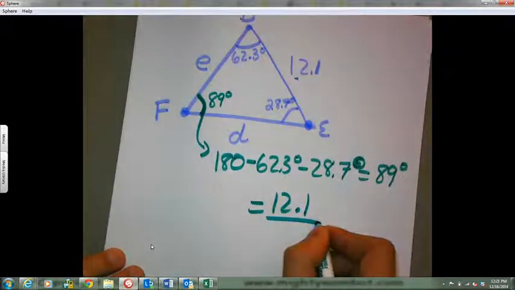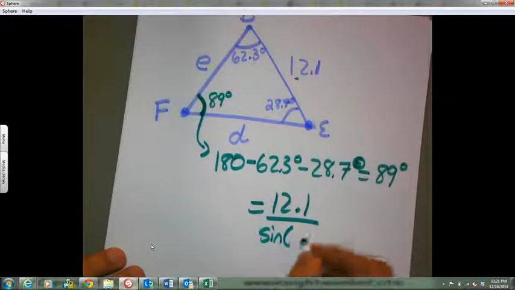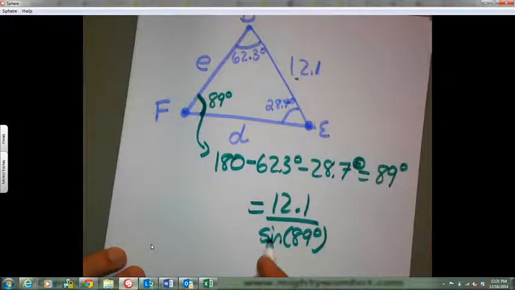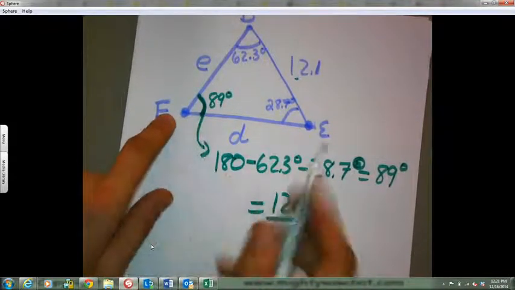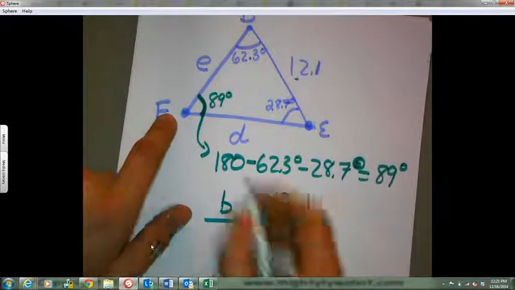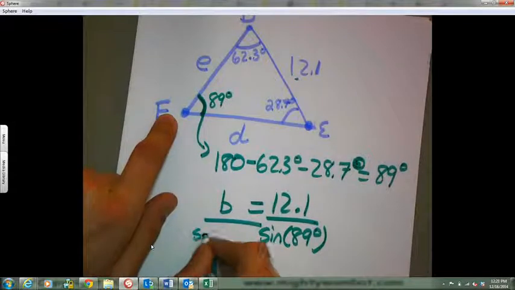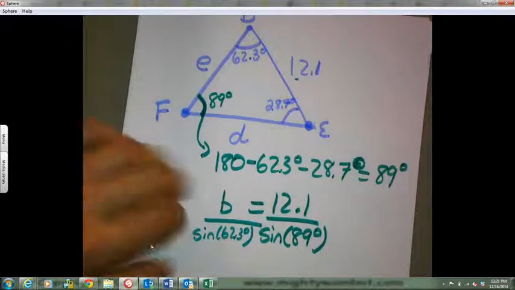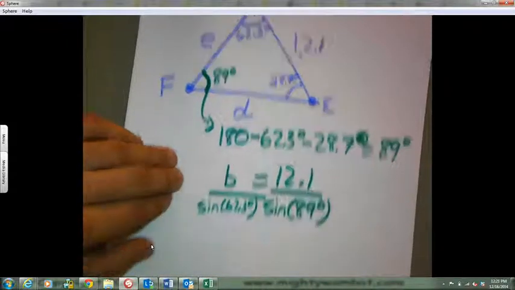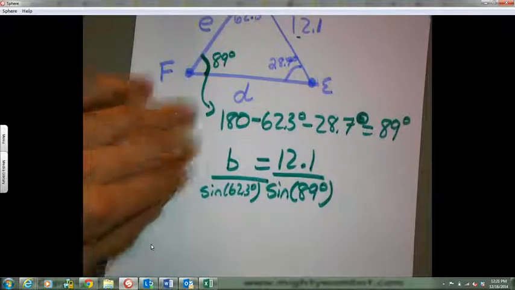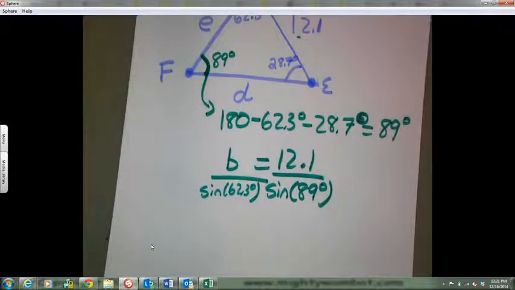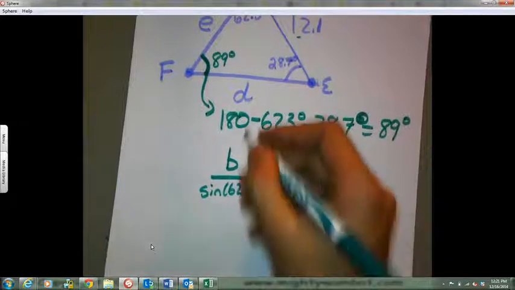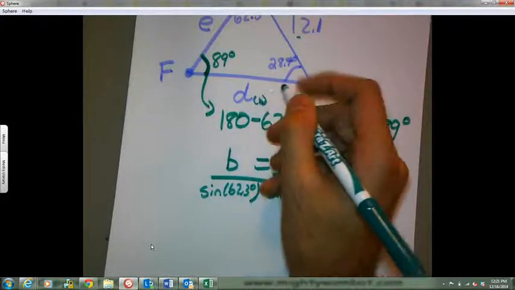This is sine of angle C, which is 89. And that's equal to, you can call this B if you want, over sine of 62.3. And you don't have to worry about the third fraction yet. Just find B first, then you can go to the third fraction. Right now you just want to find B. And B in our case is, put a small b there, D.